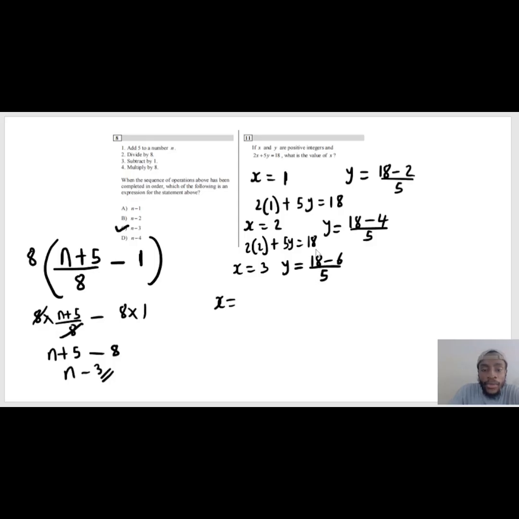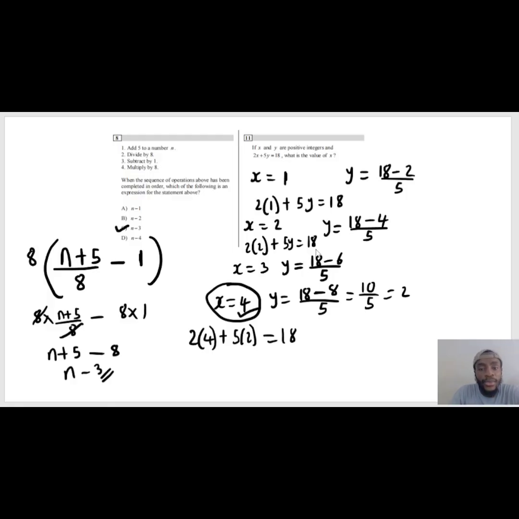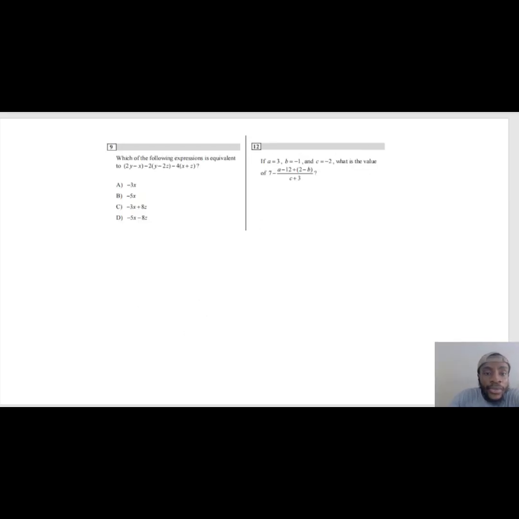But if we try x equals 4, let's see what this will give us. Y equals 18 minus 8 over 5. And this will give us 10 over 5, which is 2. Therefore, x is equal to what? 4. Now the reason is simple. If you put 2 into bracket 4 plus 5 into bracket 2, you are going to get what? 18. So therefore, x is equal to what? 4. This is the last but not the least.